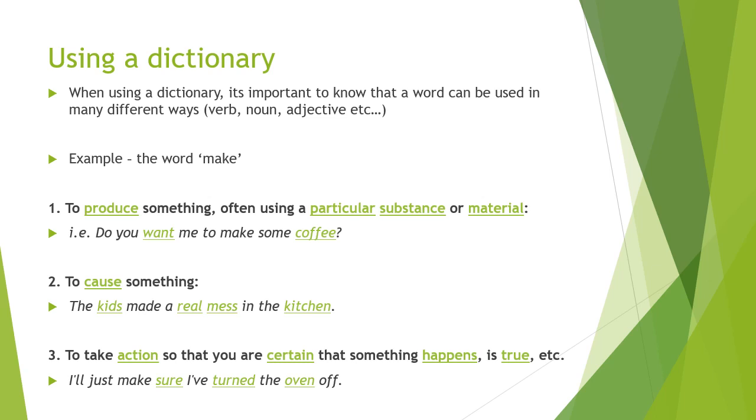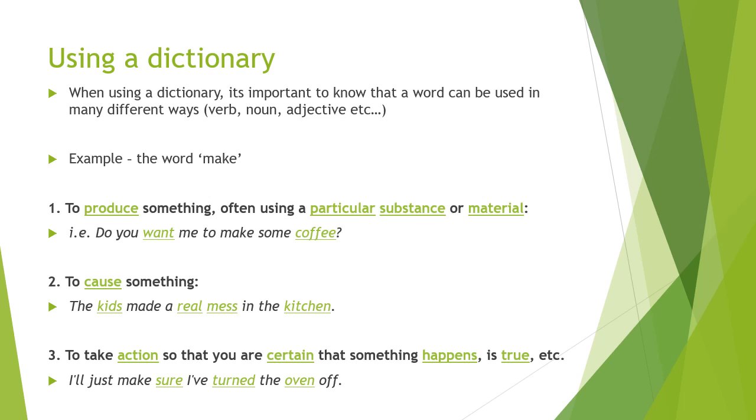So in the book, page 120, they have the word wrong. And it says it can be a verb, noun, adjective, or adverb. Has 4 different meanings. And I brought an example of my own, the word make. If you're looking at the screen now, to produce something, often using a particular substance or material. For example, do you want to make me some coffee?